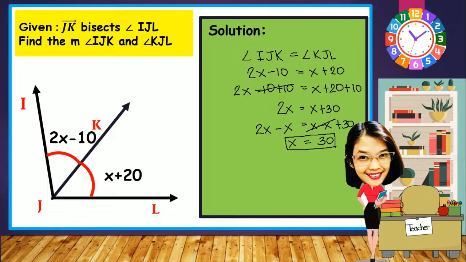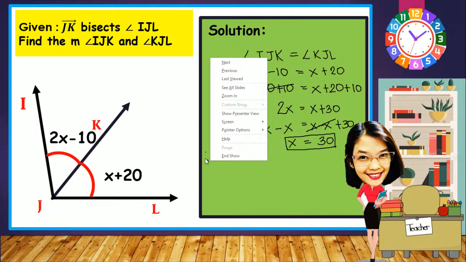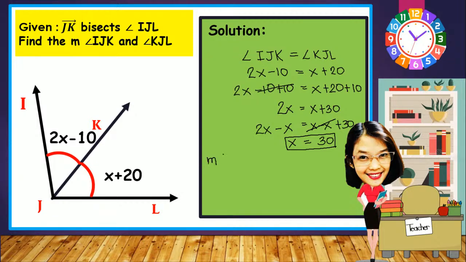Are we done with this? Not yet. Kasi ang hahanapin natin ay yung measure ng IJK and the measure of KJL. So, how we're going to do that? Yung measure ng IJK is 2x minus 10. Okay? Wait lang ha. Ayan. So let's separate the two.